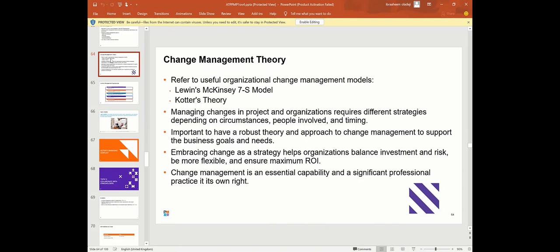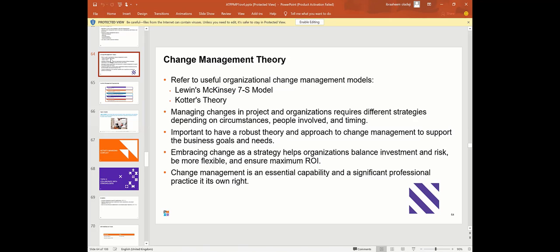Anyway, the most important point is the more models we have in our head of how to actually manage change, the better for us practically on the field when we have to manage change. So, change management theory refers to useful organizational change management models. For example, you have the McKinsey 7S model or the quarters theory. Managing change in a project and organization requires different strategies depending on the circumstance, the context, depending on the people involved, and also depending on the timing.